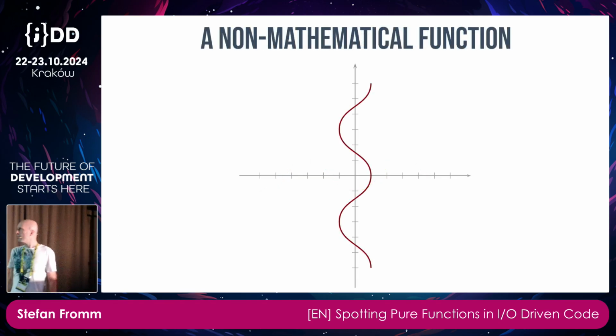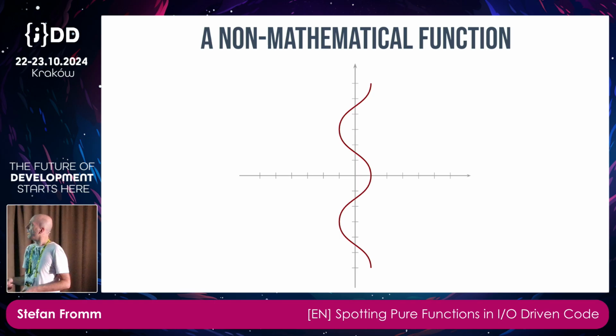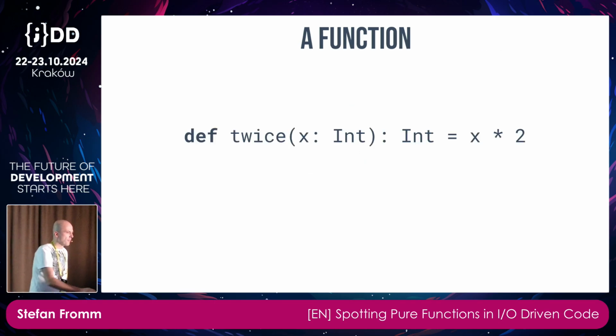If we look at such a thing, this is not a mathematical function, because here for each value on the x-axis, there are different values on the y-axis. So how do we relate these mathematical functions to code? We can express them, for example, with a method.